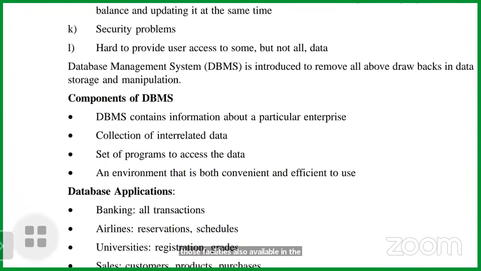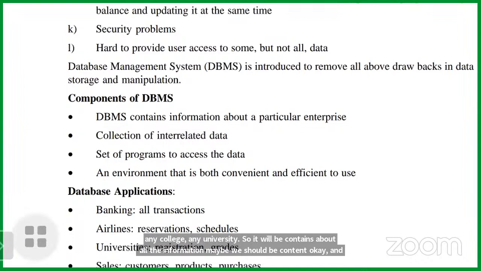Now coming to the components of DBMS. What are the components given here? A DBMS contains information about a particular enterprise. So what does enterprise mean here? Any organization, any college, any university. It will contain all the information about it. A DBMS contains a collection of interrelated data.